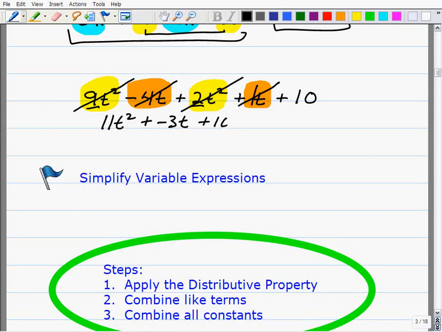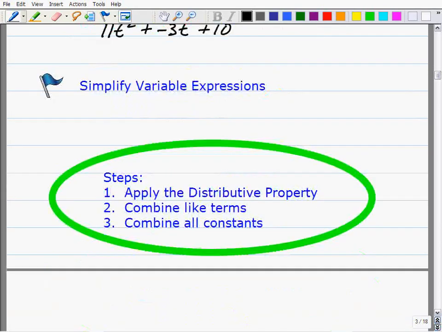All right, so let's move on. You now have all the skills to be able to do something called simplifying a variable expression. And what we're going to do here is basically just list everything we learned. The first thing we're going to do is apply the distributive property if we have a distributive property situation. Then we're going to combine all our like terms and combine all our constants.